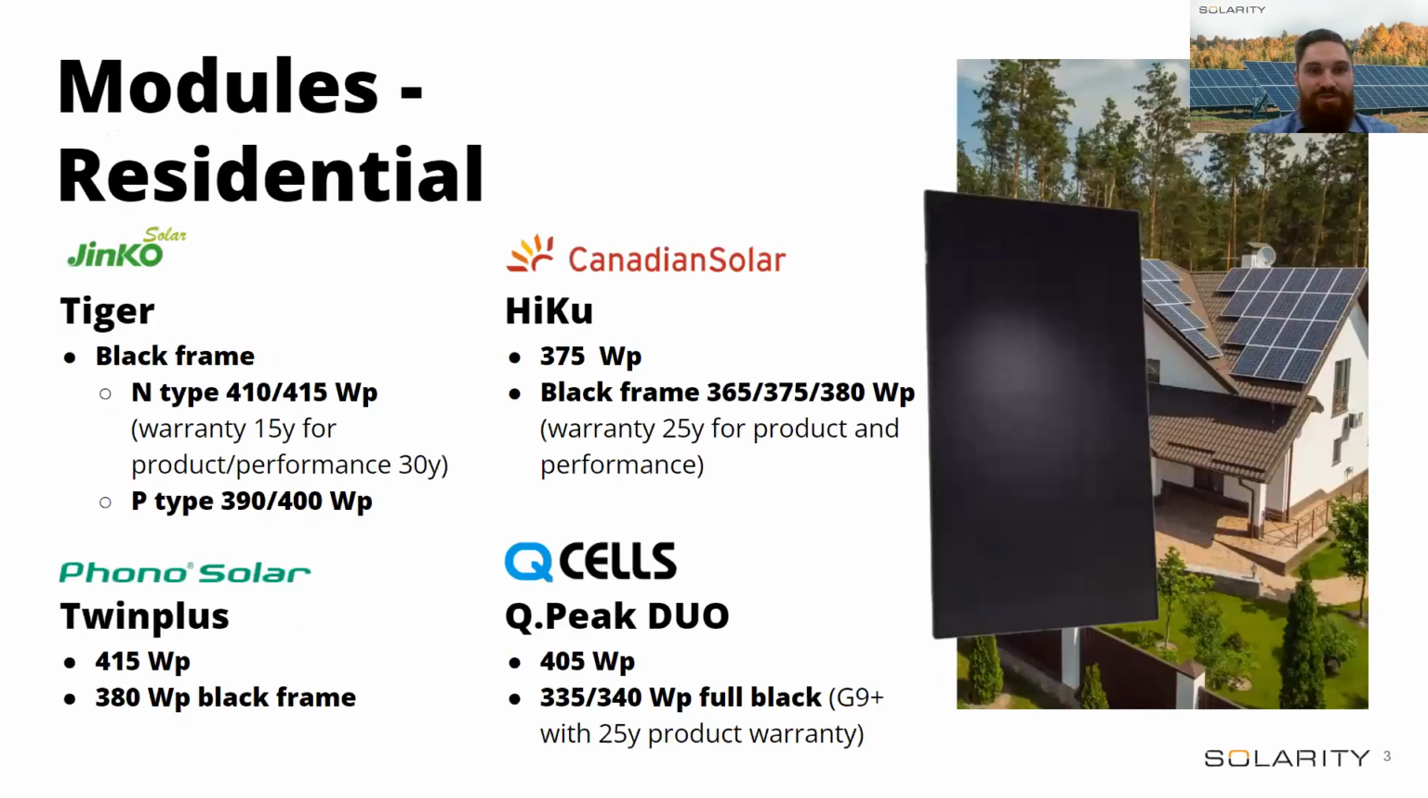So, residential modules. I will start with Jinko, with the Tiger series, black frame, silver frame, all black, and also silver frame. These modules are usually used in residential, with small dimensions for easy handling on a roof. I will start with the black frame N-type from Jinko, which we will also speak about later. It fits residential solutions perfectly because of the longer warranty.